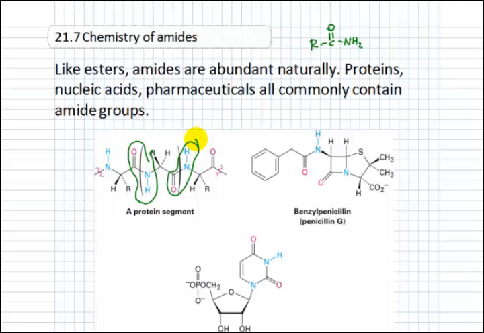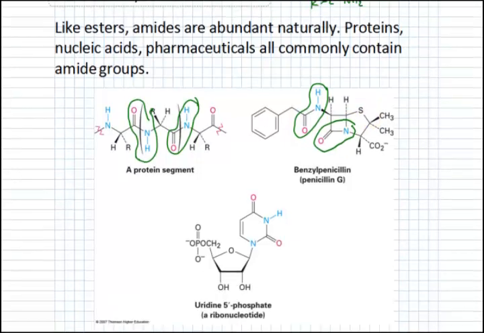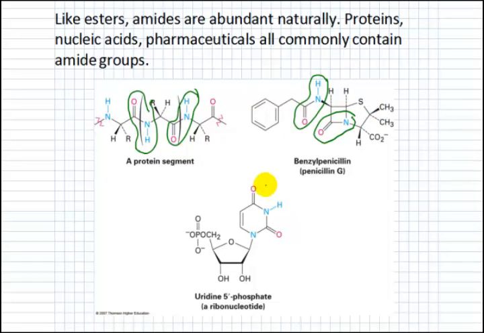A lot of antibiotics. Here's benzyl penicillin, one of the penicillins. It has a couple of amide groups in it. Sort of interesting because it has an amide as part of this four-membered ring that's fused in right here. So interesting structure. Here's a ribonucleotide, has two amide functionalities in it right there as part of that ring. So several biological molecules have amide functionalities in them, many times because they were biosynthesized from amino acids, which can have these amide groups.